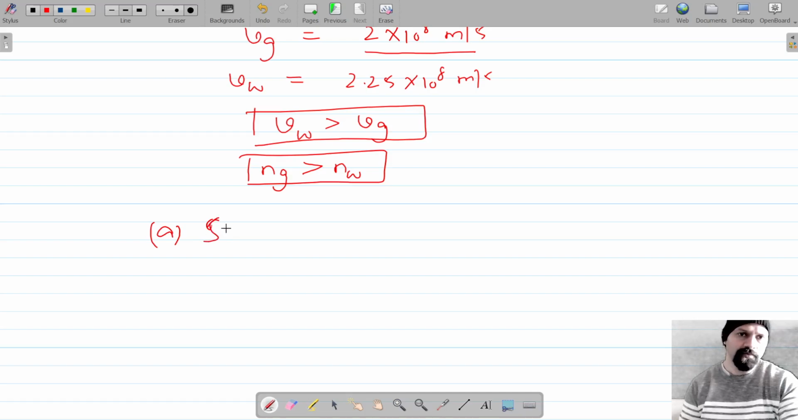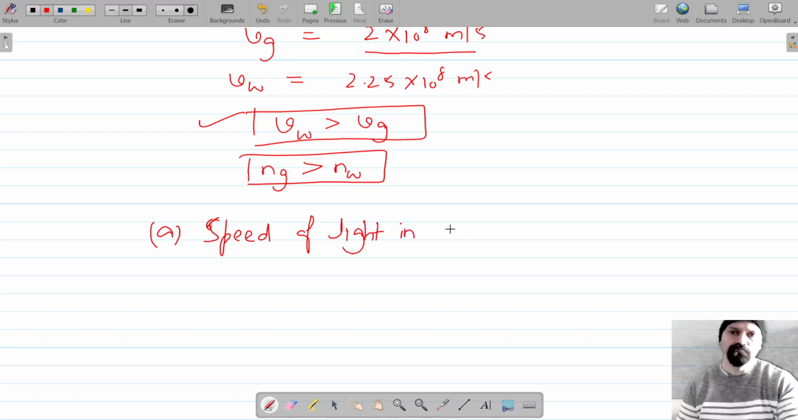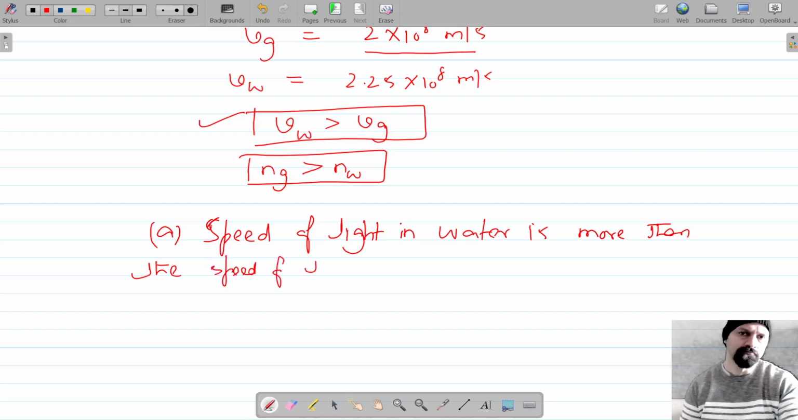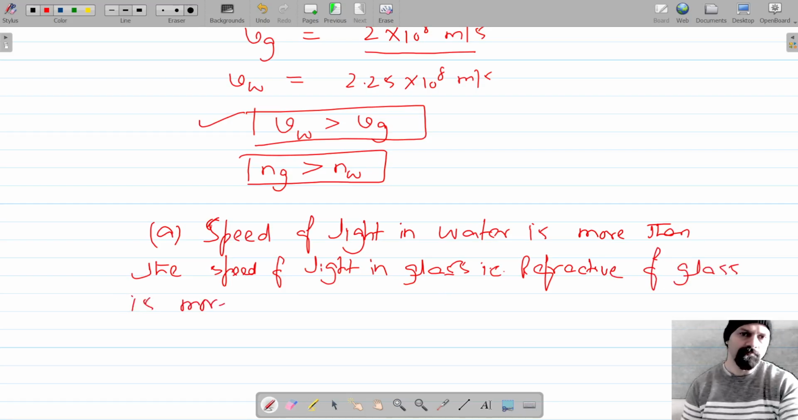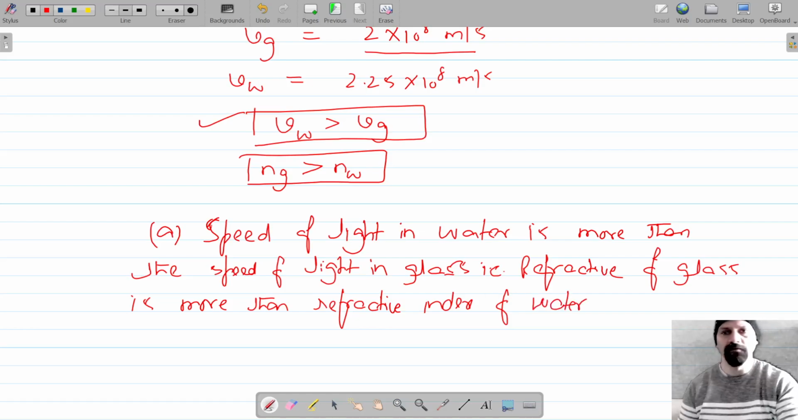We can write the speed of light in water is more than in glass. That means the refractive index of glass is more. The less the speed of light in a medium, the more the refractive index. So the refractive index of glass is more than the refractive index of water. So that's the reason.